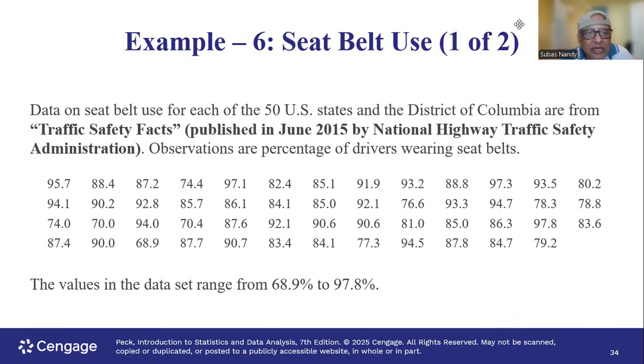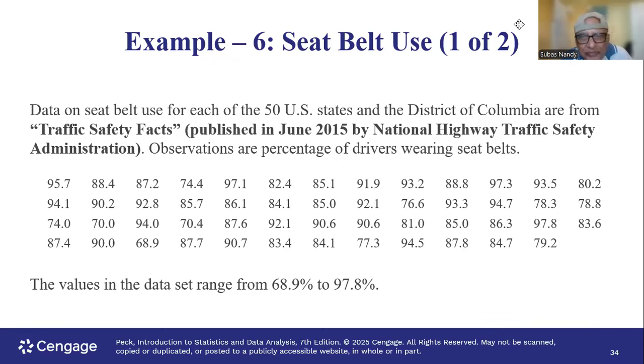So look at this data. Data on seat belt use for each of the 50 United States and the District of Columbia are from this study. So look at the numbers, okay? The first row starts with 95.7. Of course, that is not the lowest. There are numbers far lower than 95.7. For example, if you go to the fourth horizontal row, you will see there is a number 68.9.